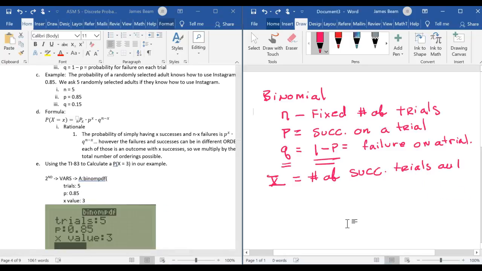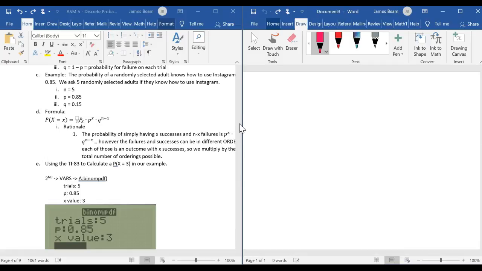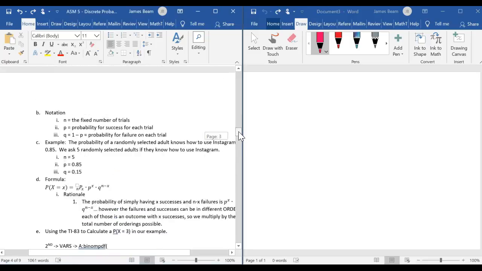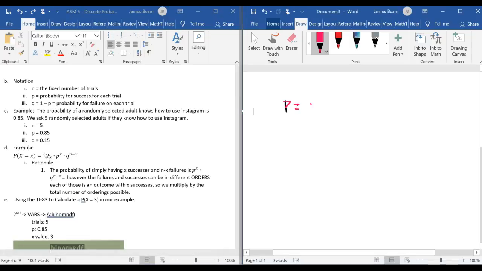We give an example here, so I'm going to clear some of this out. In our example, we're talking about Instagram use. If you grab an adult at random, the probability that they're going to know how to use Instagram is 85%. That might be high or low, I'm probably making that number up. We're going to grab 5 adults at random. From that 85, I know that Q has to be 1 minus 85, which is 15%.